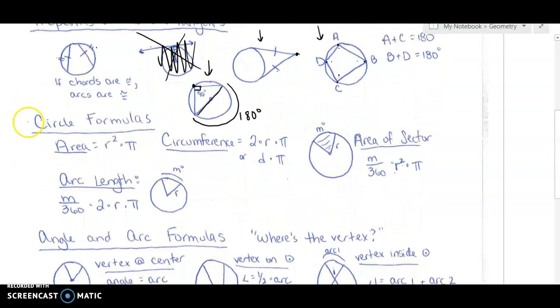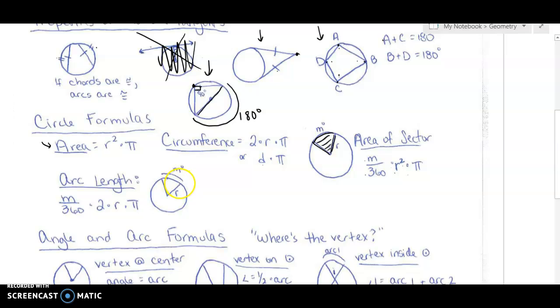We also did some stuff with circles. So remember, area of a circle is radius squared times pi. Circumference is 2 times radius times pi, or diameter times pi. The area of a sector is like finding the area of a piece of pie. All right, you'll need the measurement of the arc, that's the m there, and the radius. You'll do the measurement of the arc over 360 times radius squared times pi. And that may result in a decimal, or it might result in a whole number. It just kind of depends.